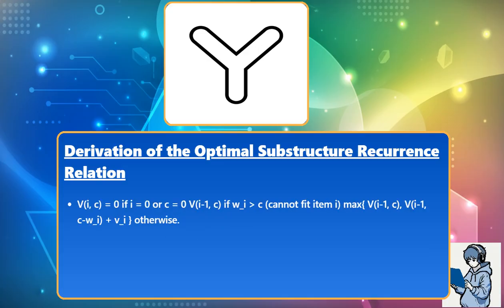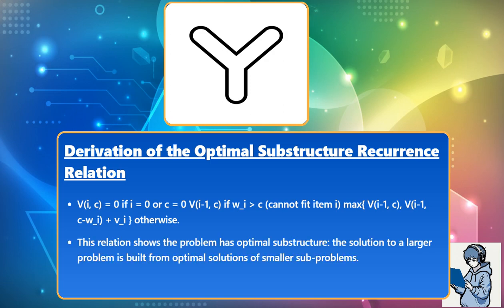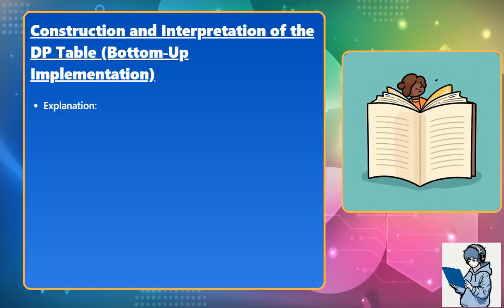V(i, c) equals 0 if i equals 0 or c equals 0. V(i-1, c) if w sub i is greater than c, because we cannot fit item i. Otherwise, the maximum of V(i-1, c) and V(i-1, c minus w sub i) plus v sub i. This relation shows the problem has optimal substructure. The solution to a larger problem is built from optimal solutions of smaller subproblems.